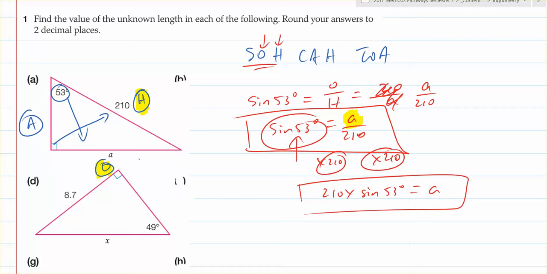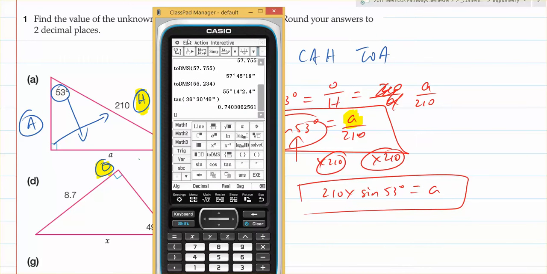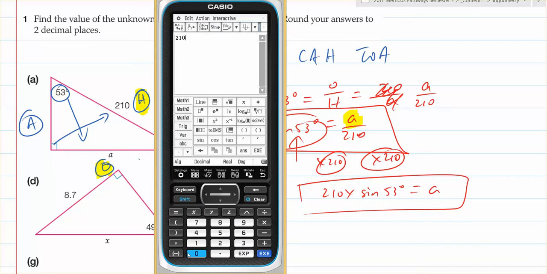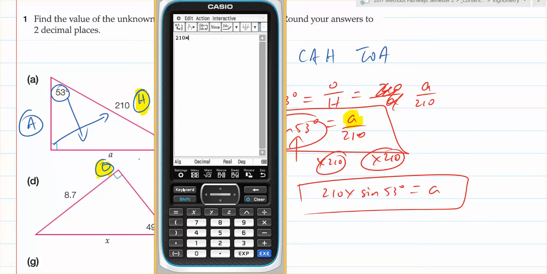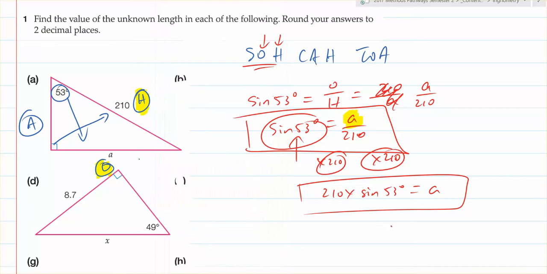Now, the way you enter it in your calculator is you go to your main screen. I'll clear that, so you can clear all if you've got stuff cluttered on your screen. 210 times, I go to keyboard, trig, sine of 53 degrees, and I get 167.71. So A equals 167.71. Okay, that's the process.